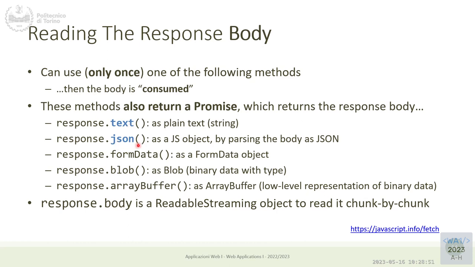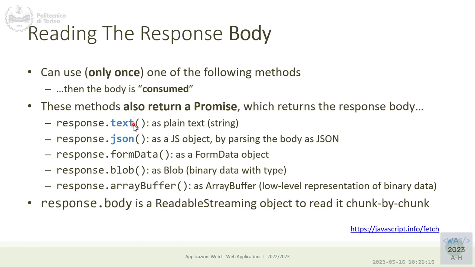And the other is JSON, that will analyze the body as JSON syntax and will return a JavaScript object corresponding to that JSON. Okay? So normally, if the response contains JSON, we will parse it with JSON. If the response contains text, maybe a string with an error message, we can just parse it with text and get a string.